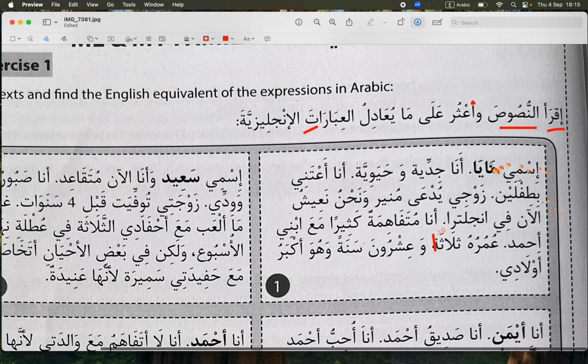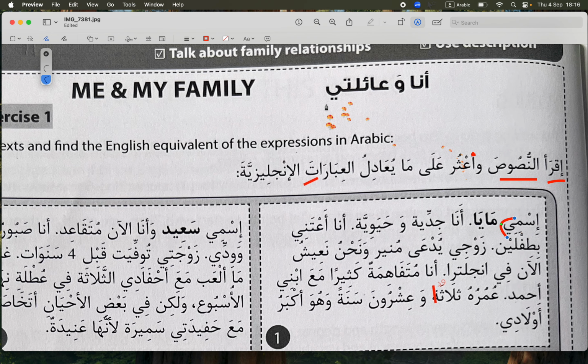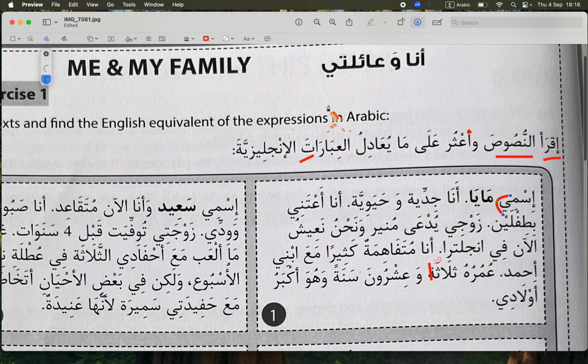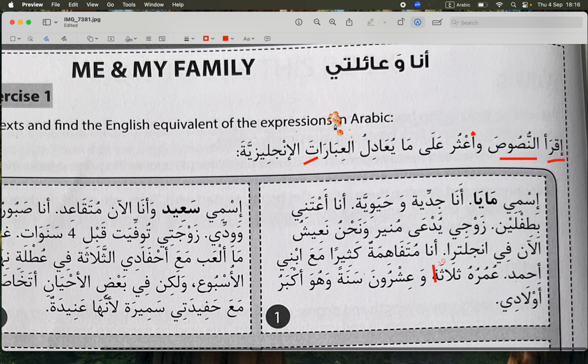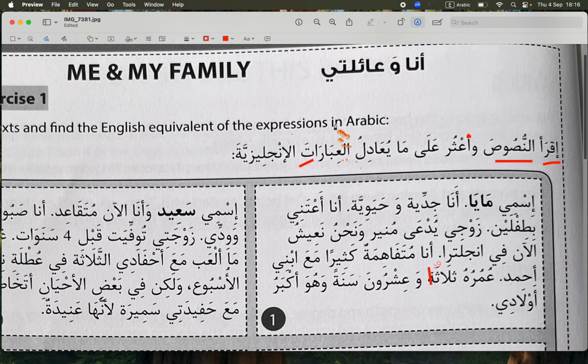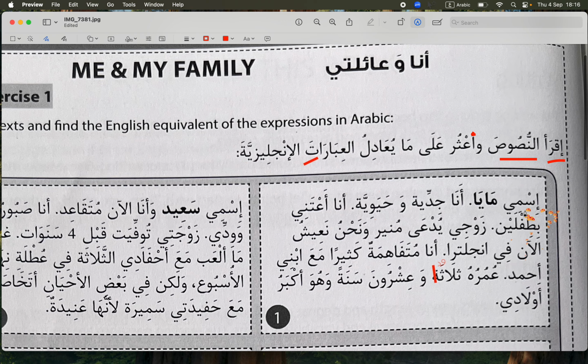So let's first of all look at this first text. Ismi Maya. Again, we see the ya as we saw above, in a'ilati. Do you guys remember what it means? That's right. My name, ismi. Now this Hamza is not really supposed to be there, but that's fine. Ismi Maya. My name is Maya.